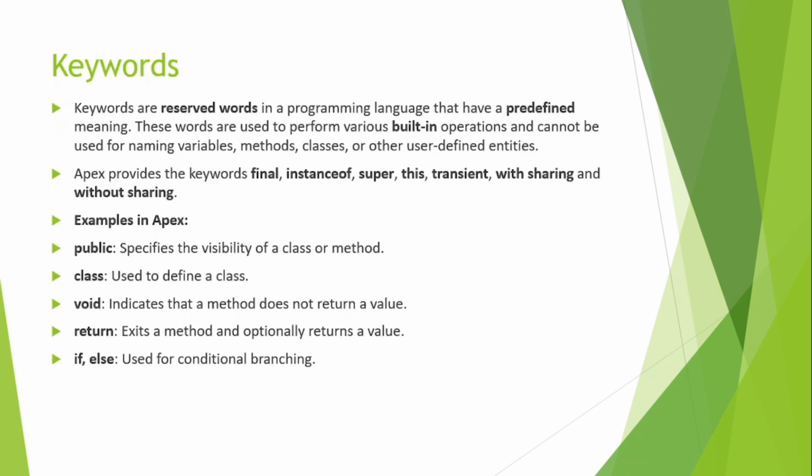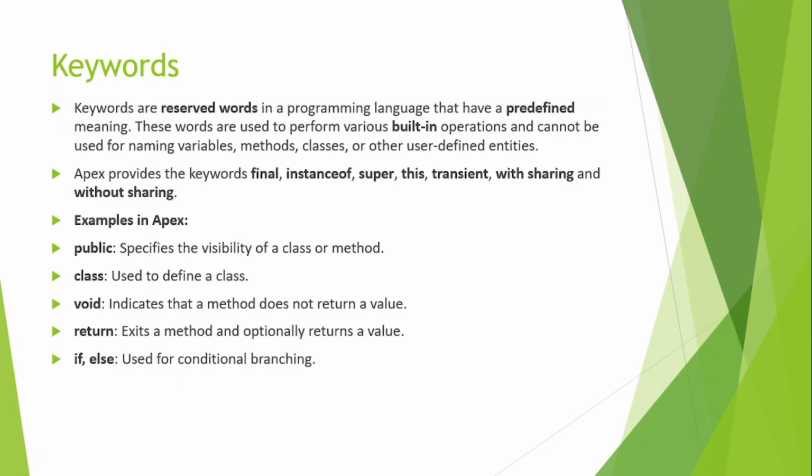Keywords are reserved words in a programming language that have a predefined meaning. These words are used to perform various built-in operations and cannot be used for naming variables, methods, classes, or other user-defined entities. Apex provides the keywords final, instanceof, super, this, transient, with sharing and without sharing.